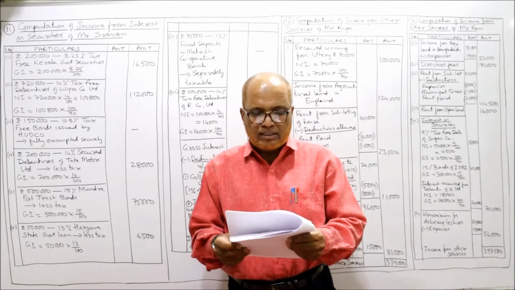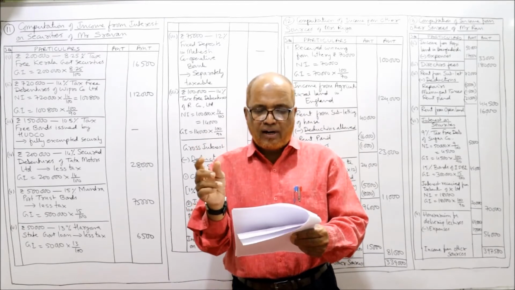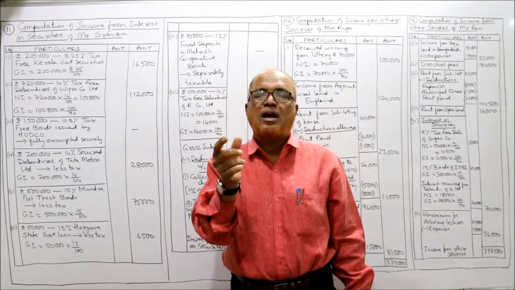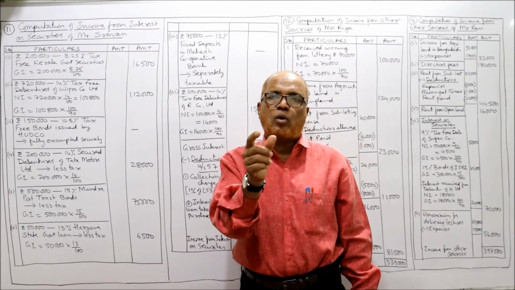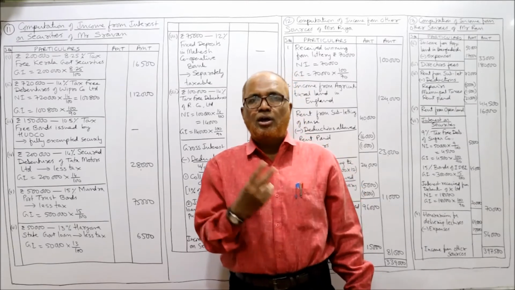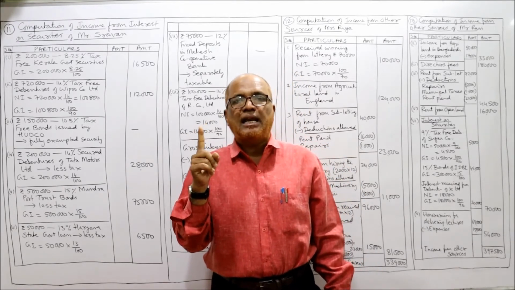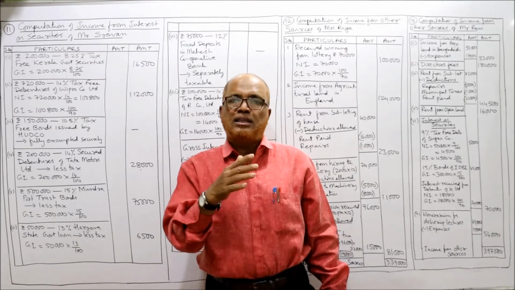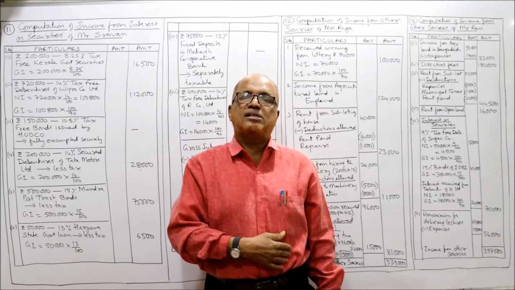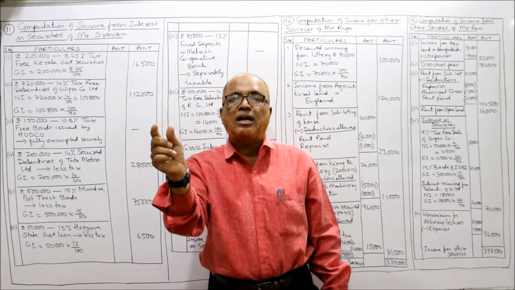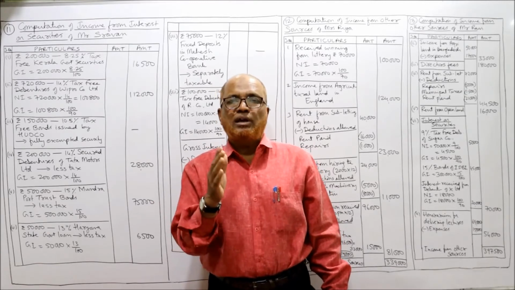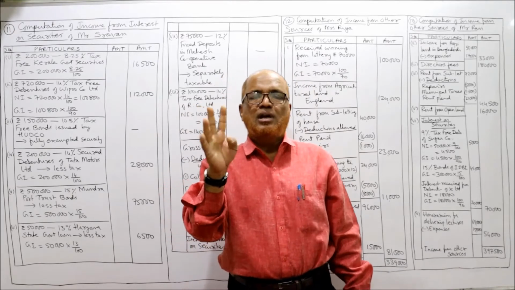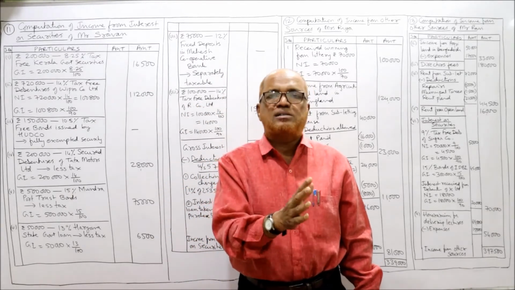Then 7 lakh 20,000, 14% tax-free debentures of Wipro Company Limited. That means it is a tax-free commercial security. Two steps. First we calculate net interest. Net interest is equal to face value into rate by 100. Then we'll apply gross interest. Gross interest is equal to net interest into 100 by 90. So if it is a tax-free commercial security, two steps. If it is a tax-free government security, one step.